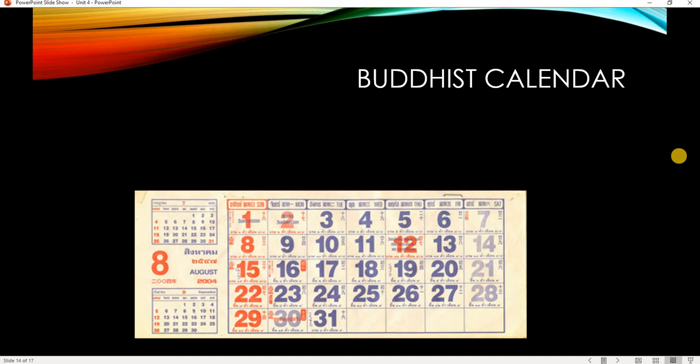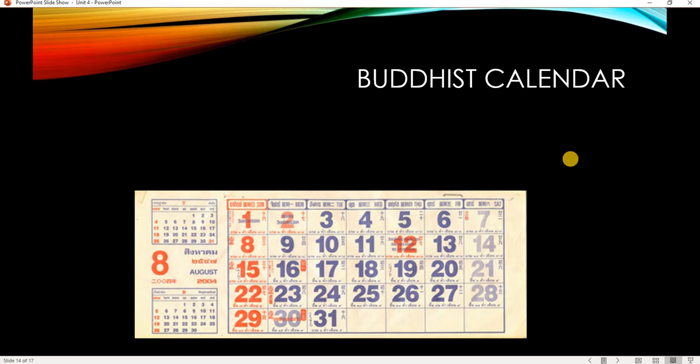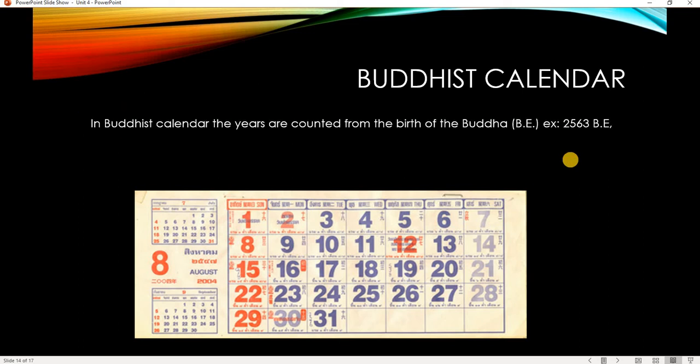So let's look at the Buddhist calendar. The Buddhist calendar is a lunisolar calendar in which the months are based on lunar months and years are based on solar years. In the Buddhist calendar, the years are counted from the birth of Buddha, and it shows with capital B and E. For example, this year is 2563 BE based on the Buddhist calendar.